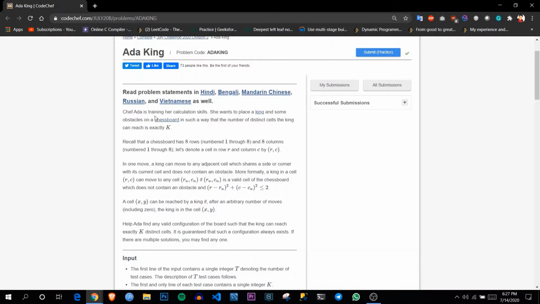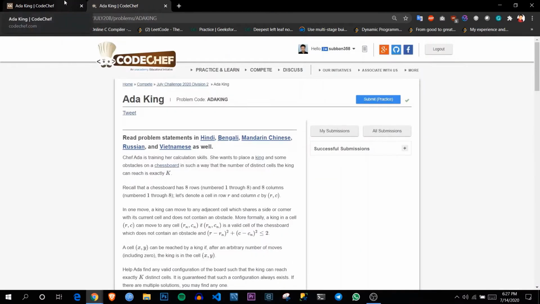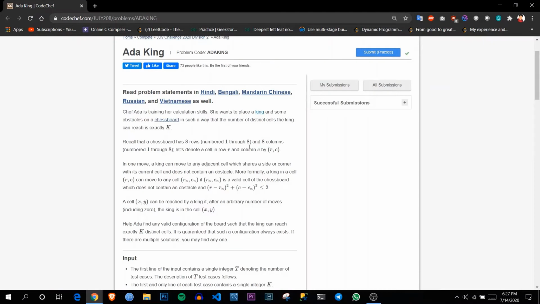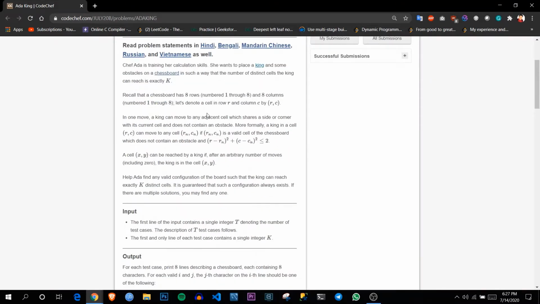Chef Ada is training her calculation skills. She wants to place a king and some obstacles in the chessboard, such that the number of distinct cells the king can reach is exactly k. So here is one link given, also you can check it out, or if you have ever played chess you can also understand that the king moves in all directions, only one cell. Like if a king is present in one cell, it can go up to one cell in each direction, in eight directions, like four corners and four upwards, downwards, right and left. So it can go in eight directions.